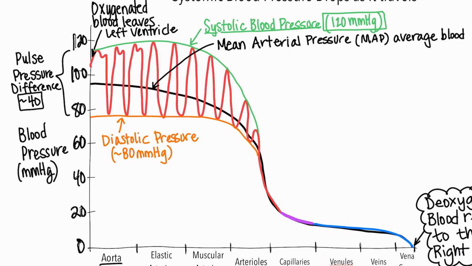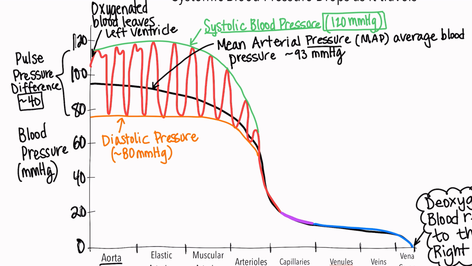Your heart spends a little bit more time in diastole than systole. And so because of that, the average is a little closer to the diastolic value of 80 than it is to the systolic value of 120. If it was a perfect 50-50 average, then mean arterial pressure would be about 100, right? Halfway between the two. But instead, it's usually about 93 millimeters of mercury.